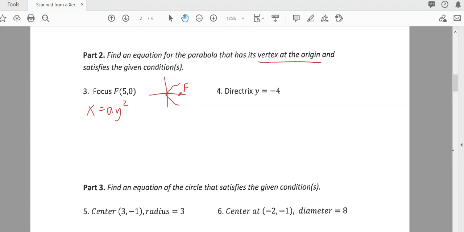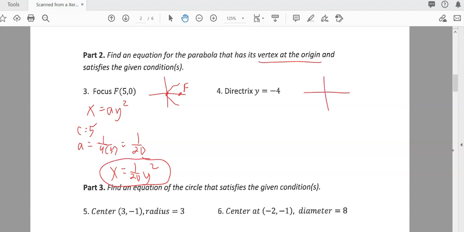So that distance of C, so C is equal to +5. So C equals +5. So A equals 1 over 4 times C. So 1/20. So my equation would be x equals 1/20 y squared. Now for the next one, there's the vertex. Directrix is y equals -4.